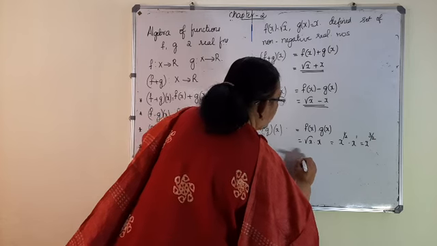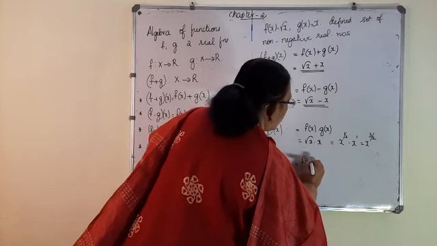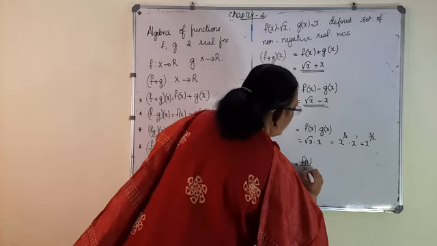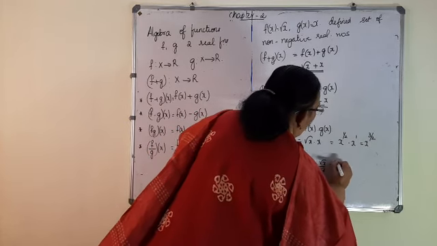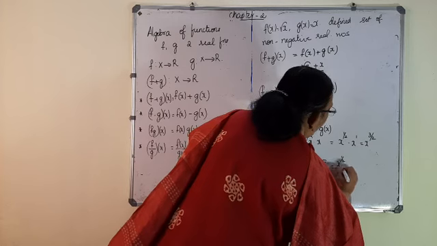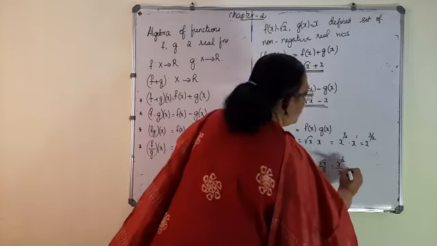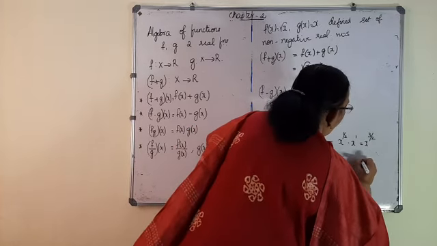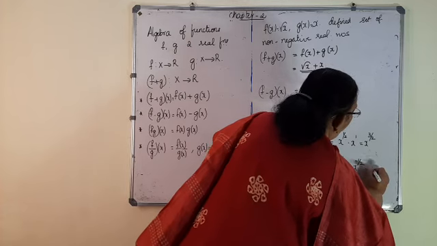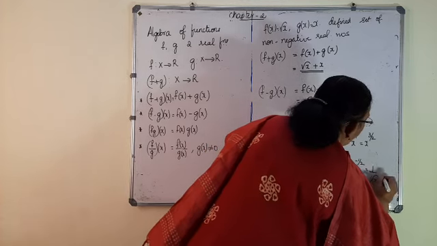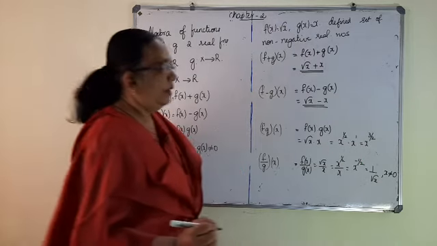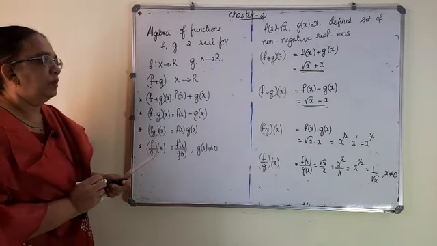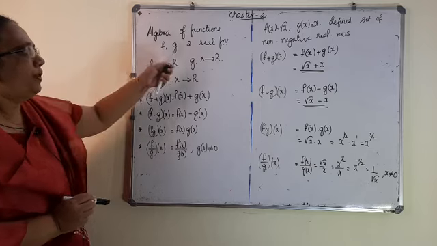f by g of x is equal to f of x by g of x, that is equal to root x by x, x raised to half by x, which is equal to x raised to minus 1 by 2, or 1 by root x, x not equal to 0. So this is called the algebra of functions.